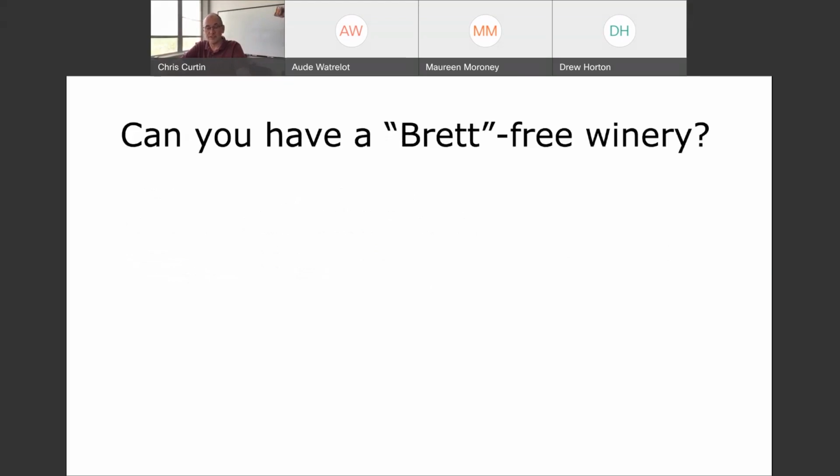Oh, actually, I have one more transition through a research point, but coming back to this question and the idea that a winery can be free of microbes has been already covered, that it's really just not feasible. You don't make wine in a sterile environment. But can you have a Brett-free winery?